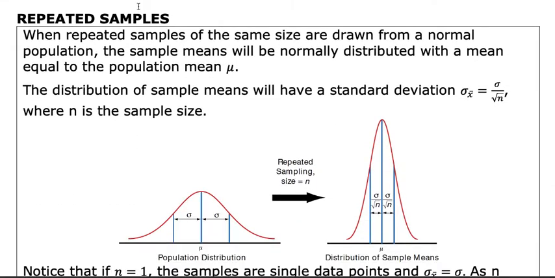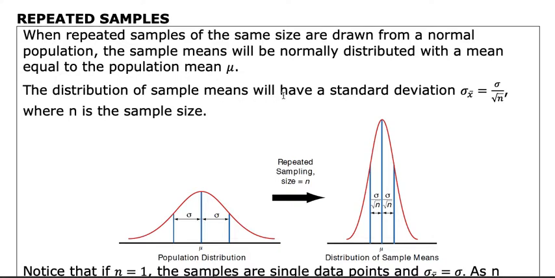So, repeated samples. In short, that means a sample with multiple values taken. When repeated samples of the same size are drawn from a normal population, the sample means will be normally distributed with a mean equal to the population mean mu. So we expect that the distribution of sample means will be clustered around the true population mean. Sometimes it'll be above, sometimes below, but the average of all of the sample means will be close to the population mean, mu.